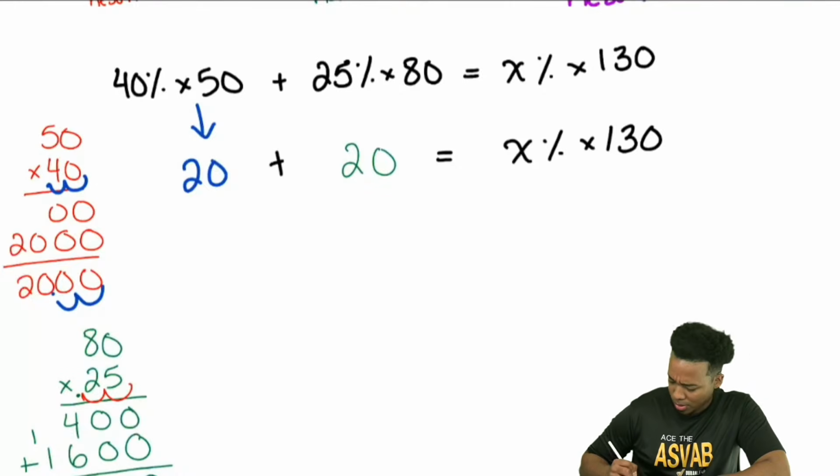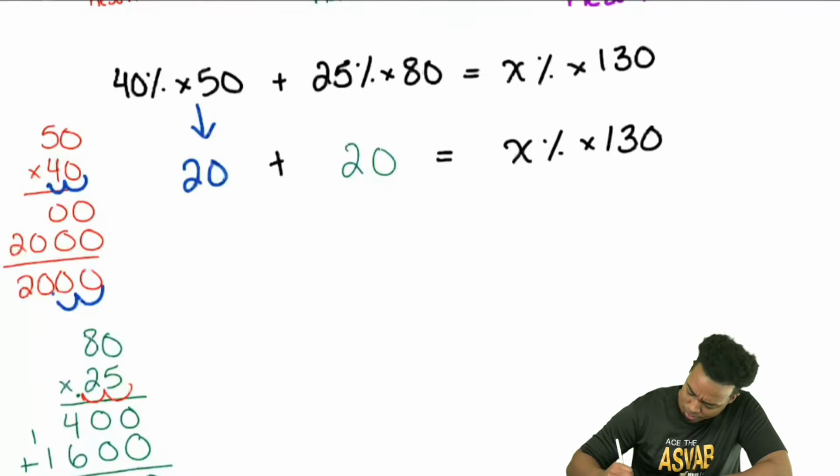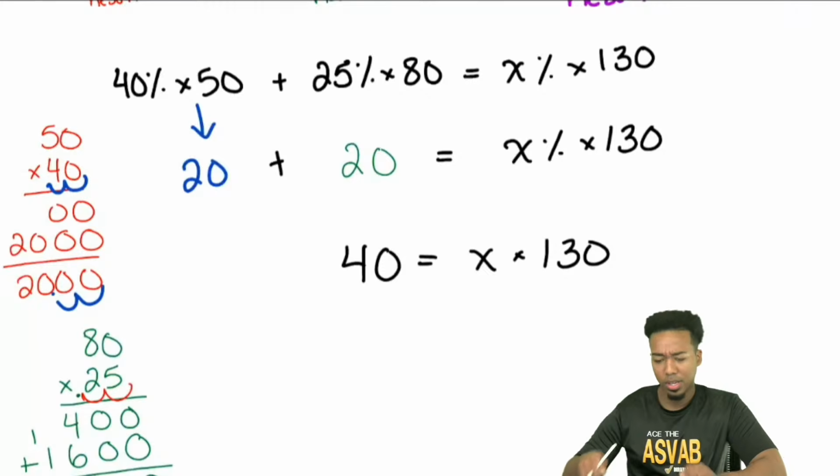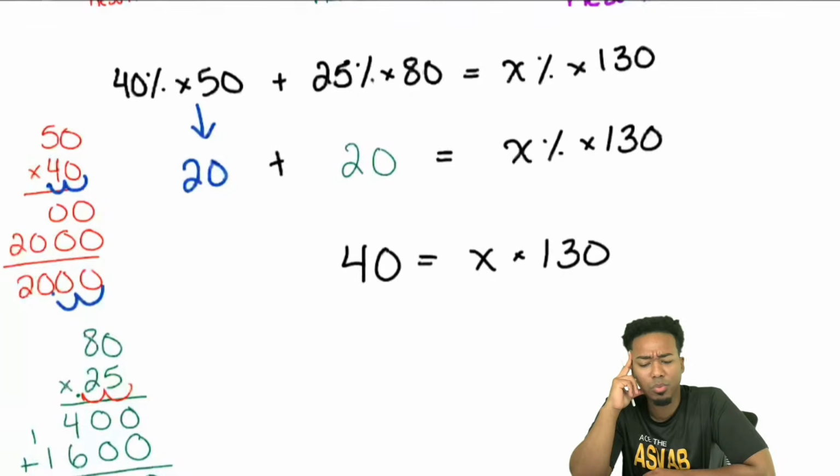Everybody, what's 20 plus 20? Hardest question of the day. Okay, 40, great. We got 40 equals X times 130. Everybody, is this solvable? Is this possible to solve? What are we supposed to do? We did all this work. We got to this point. This might be a lot easier than the other steps.